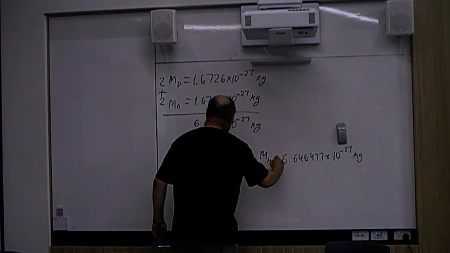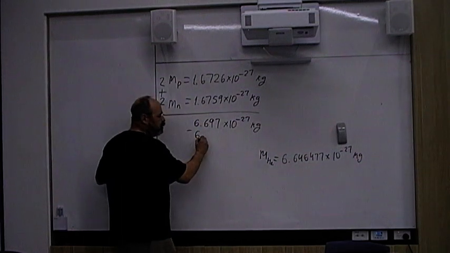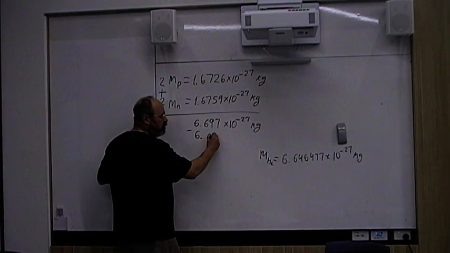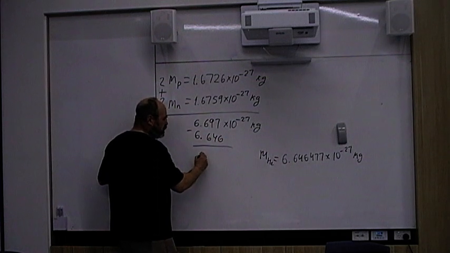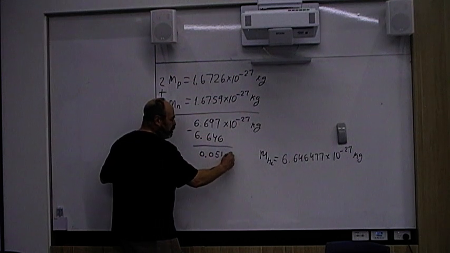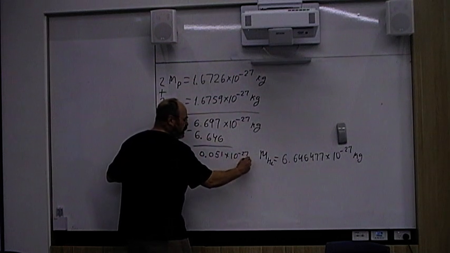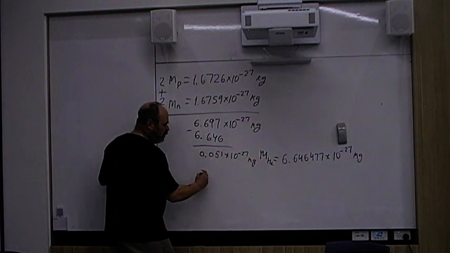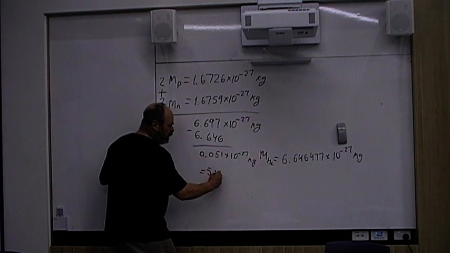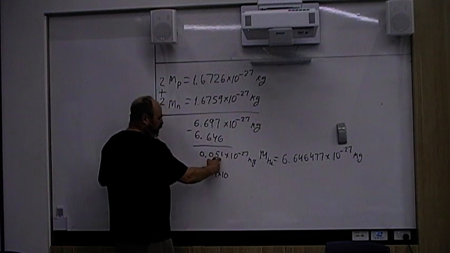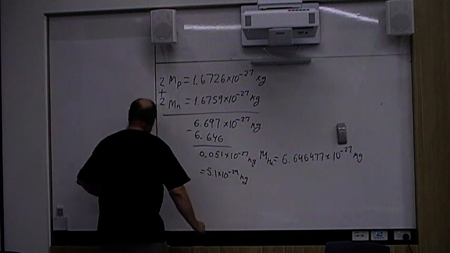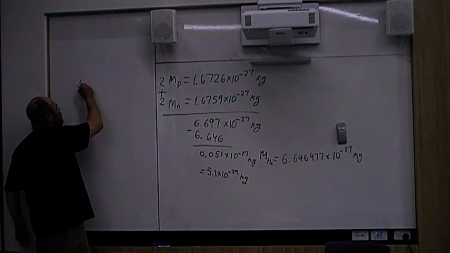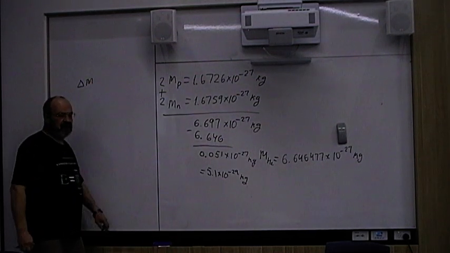Let's subtract 6.646. We get a tiny difference, 0.051 times 10 to the negative 27 kilograms, or 5.1 times 10 to the negative 29 kilograms. It's a tiny difference, but there is a difference.